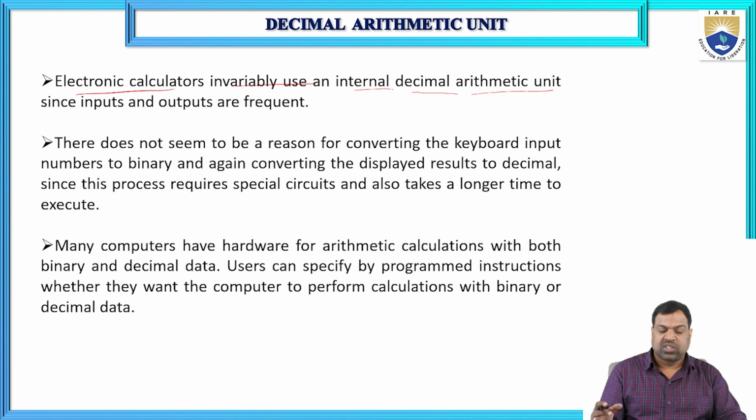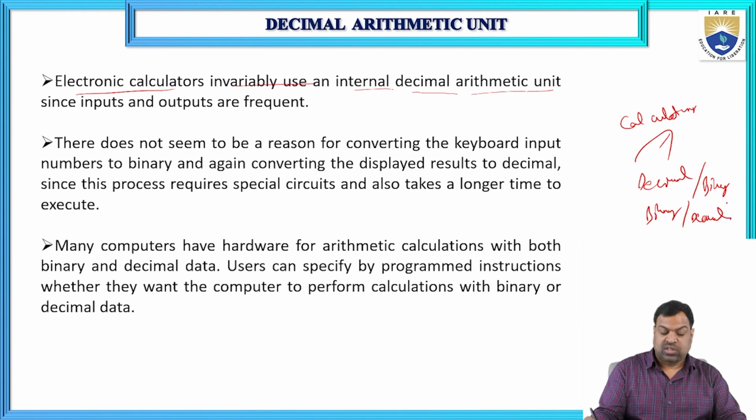So in electronic calculators, an internal decimal arithmetic unit is always there. Calculators are internally decimal, so they would accept decimal, convert to binary, and again convert binary to decimal. There does not seem to be a reason for converting the keyboard input numbers to binary and again converting the displayed results to decimal.